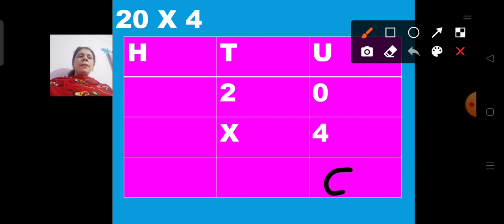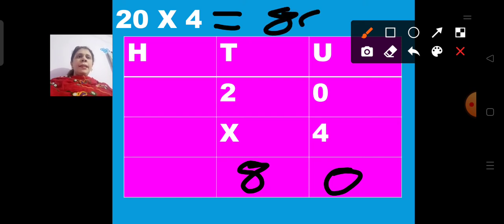0 4s are 0. 2 4s are 2. 1 4s are 2. 2 2s are 4. 2 3s are 6. 2 4s are 8. 80. So what is our answer? 20 into 4 is 80.